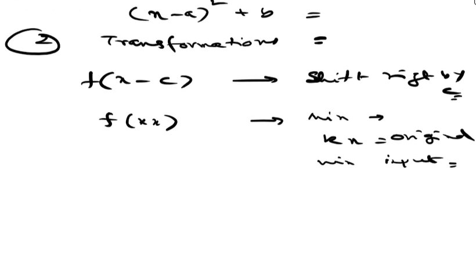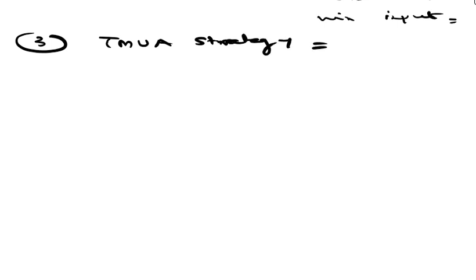And number 3 is what? Number 3 is TMUA strategy. Now instead of expanding, find where the input equals the original minimum input and compare x coordinates directly. This saves lots of time.